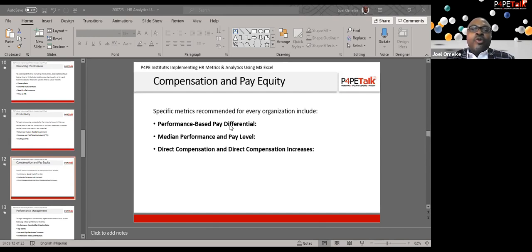It just helps you to know whether you're tilted towards paying a few persons a lot of money, or you're tilted towards paying a lot of people almost the same money across the board. So that's what that median shows. And it helps you to ensure that there is equity in your pay structure in your organization.